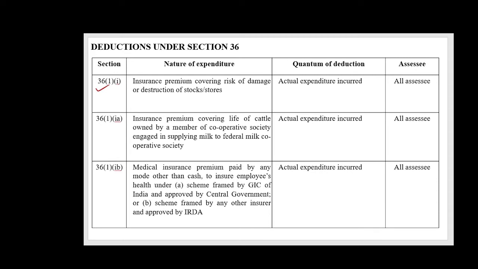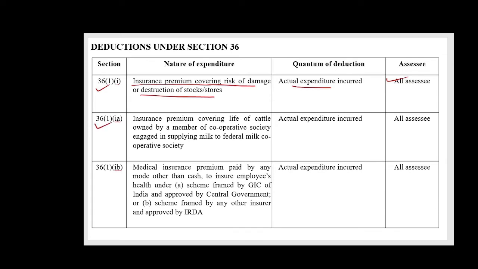Under section 36, subsection 1, clause (i), this deduction is available for insurance premium covering the risk of damage or destruction of stocks or stores. The quantum of deduction is actual expenditure incurred and it is available to all types of assessees.